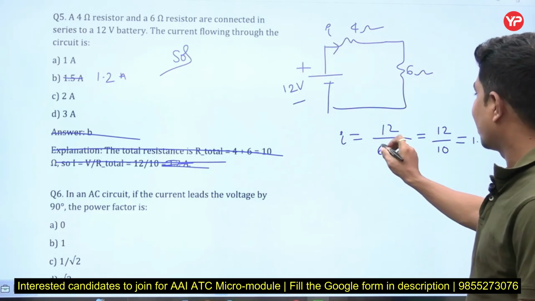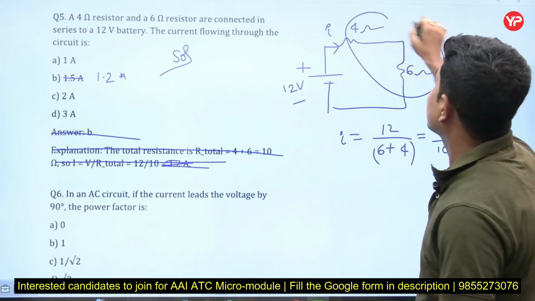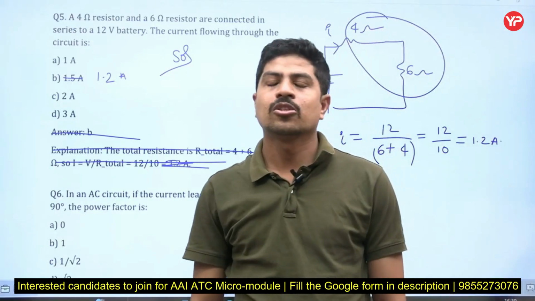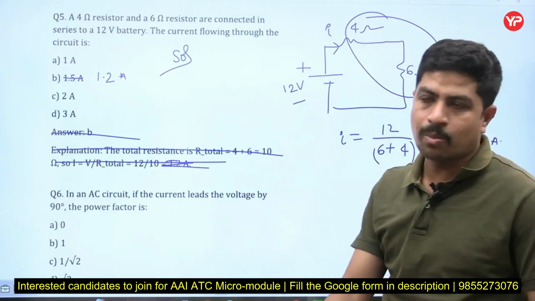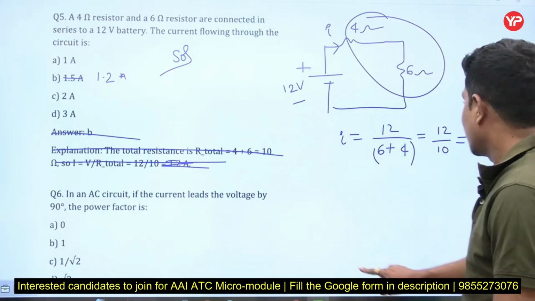I is equal to V by R. But these two resistances are in series. That's why we took 6 plus 4 as 10. So V is 12. 12 divided by 10 is 1.2 amperes. That much simple it is. Let's go to the next question.